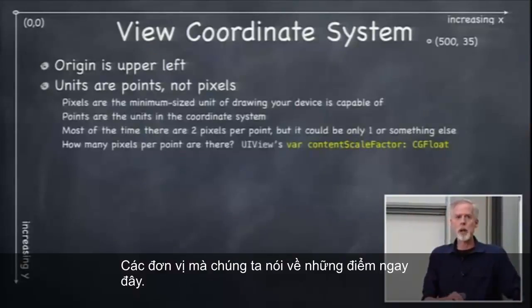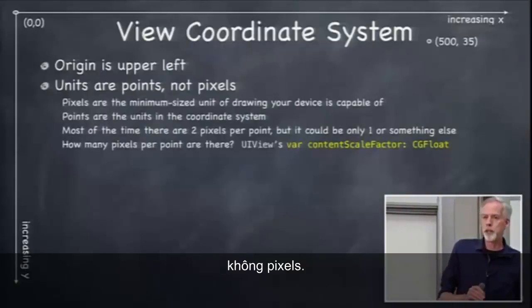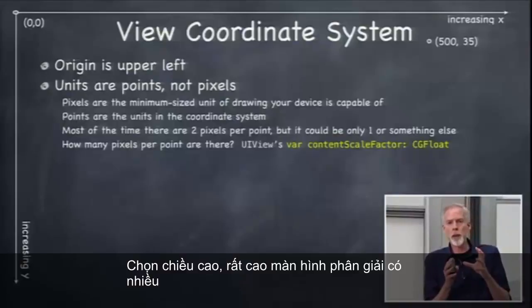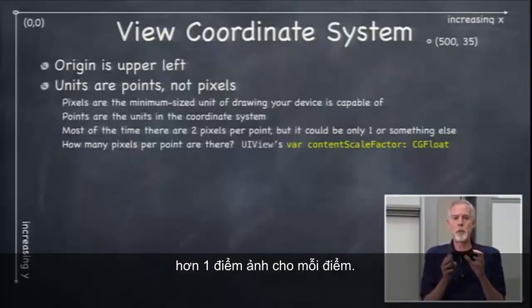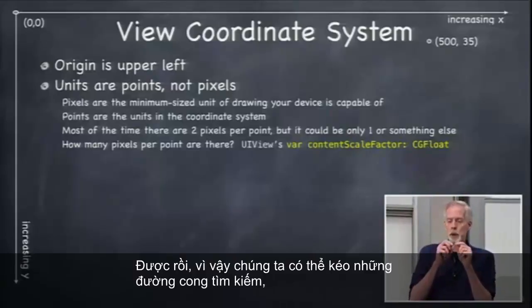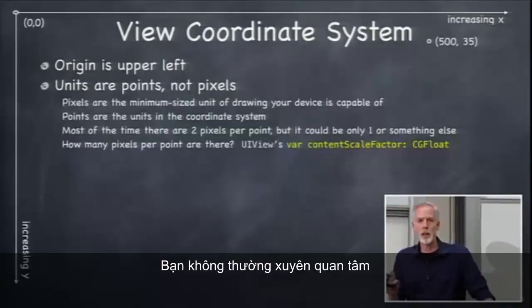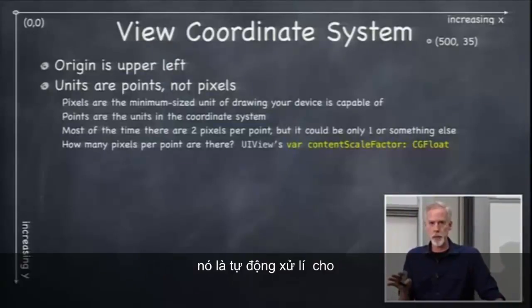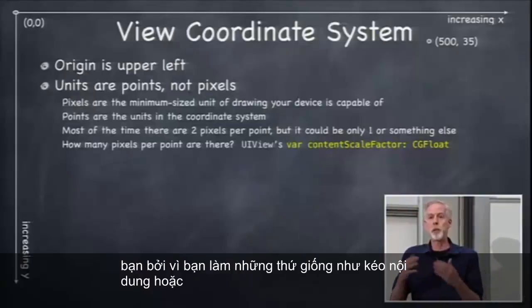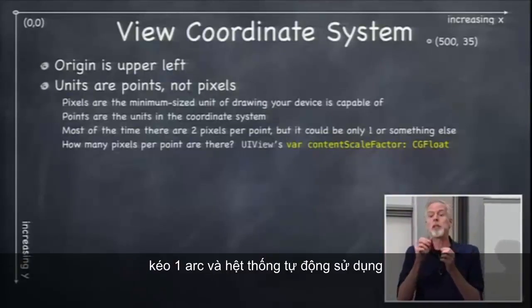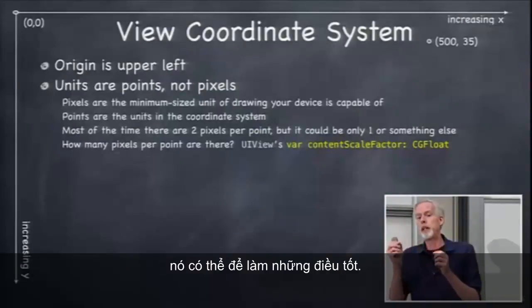The units that we're talking about here are points, not pixels, okay? Very high resolution displays have more than one pixel per point, because they're able to draw very fine curves, very fine text, etc. You don't usually care about the difference between points and pixels. It's automatically handled for you because you're doing things like drawing text or drawing an arc, and the system automatically uses as many pixels as it can to make things nice.